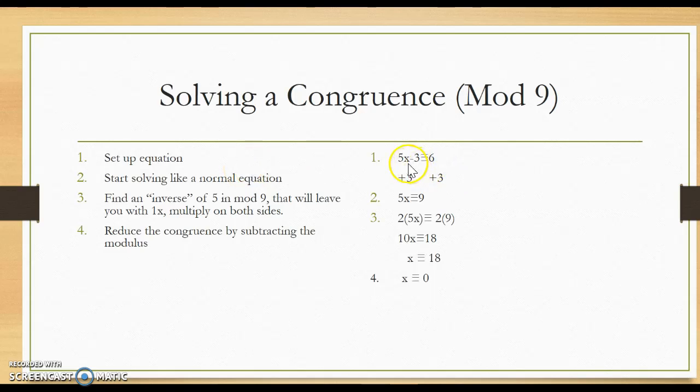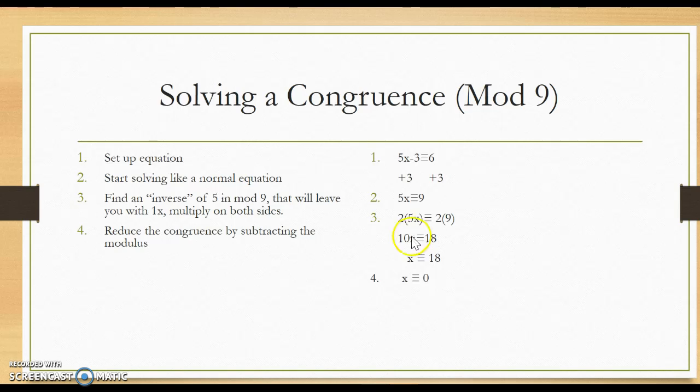I set up the equation 5x minus 3 is congruent to 6. Once again, we will start by solving this like a normal equation, which would be adding 3 to both sides, as you can see on the screen. And then next we will find an inverse of 5 in mod 9. We can multiply this inverse on both sides of the equation. Now, when I say inverse, I mean a number that will get us to 1x on one side, so it is a number that is congruent to 1x in whatever mod you choose to use.